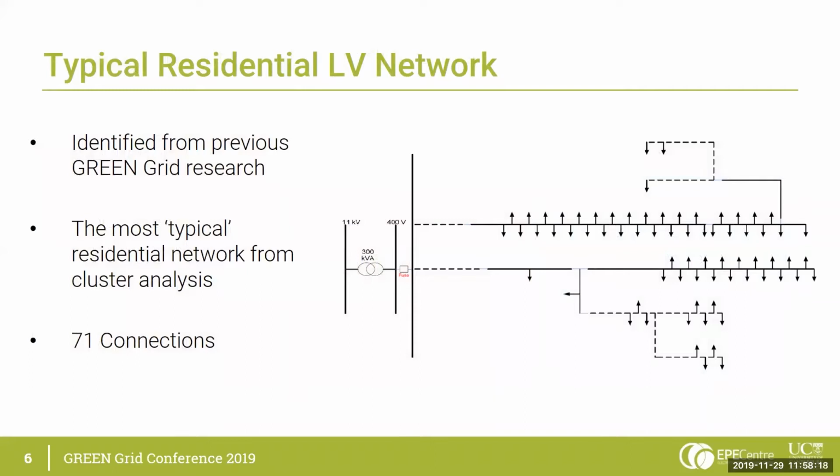Throughout this presentation, the results are based on the network topology seen here. This was identified from previous Green Grid research and was chosen as it represents the most typical residential LV network. It has 71 connections in total.